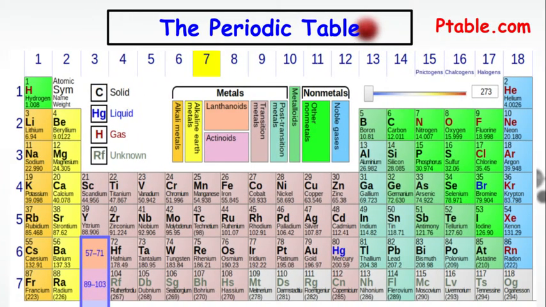Now, here's the periodic table, which we should all be familiar with. It contains all of the known elements: gases, solids, and nonmetals, metals, as well as metalloids. And the metalloids share properties of both metals and nonmetals.